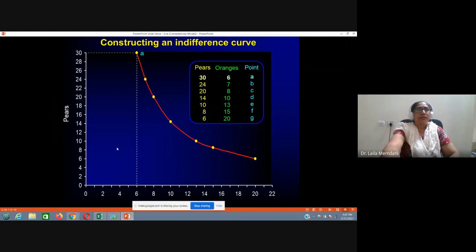In the next round, he is ready to give up only 4 units in order to remain at the same level of satisfaction. And at point D, for 2 units of oranges, he is ready to give up 6 units of pears. That is, on an average, 3 units of pears per unit of orange. And this goes on. So it means that the rate at which he is substituting pears for oranges goes on diminishing. Initially, it was 6, then it becomes 4, and then it becomes 3, and so on.